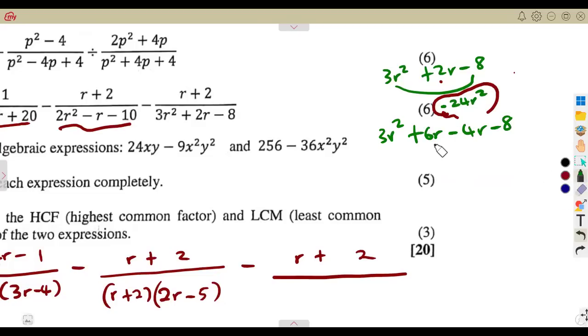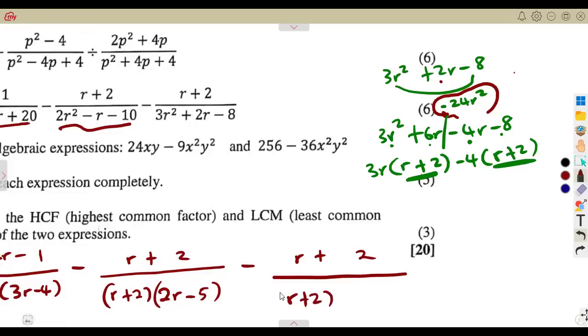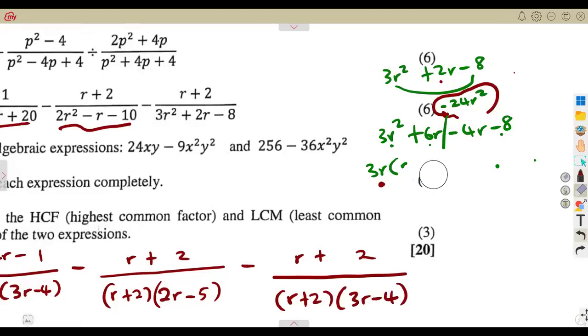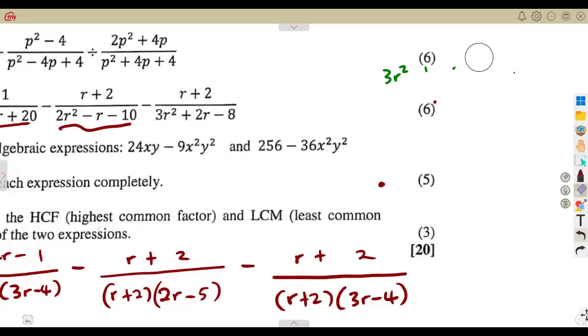With these factors, we can group them into 2. Factor out what is common here, which is 3r. 3 and 3, that was going to be r plus 2. There we have got minus 4, which is common, which is going to be r plus 2. The two brackets there, as we can see, guys, they are the same. So we are going to have the bracket of r plus 2 into what is remaining here, which is 3r minus 4, like this.